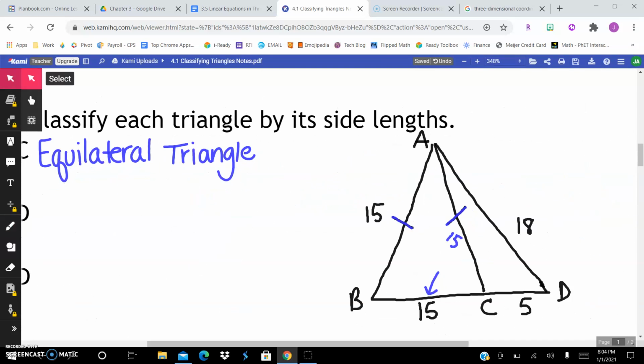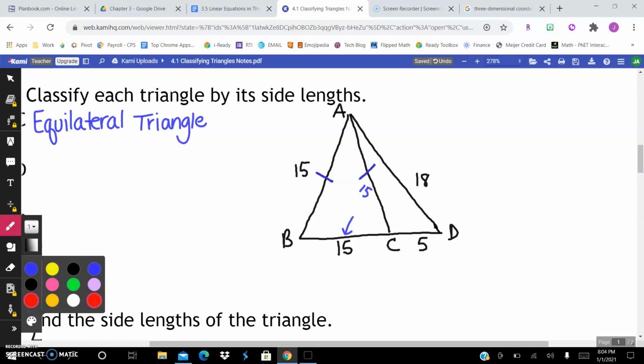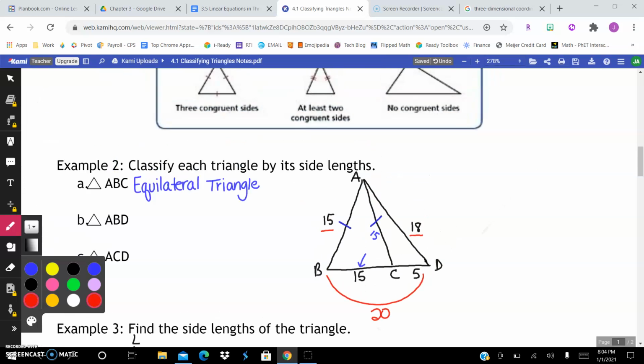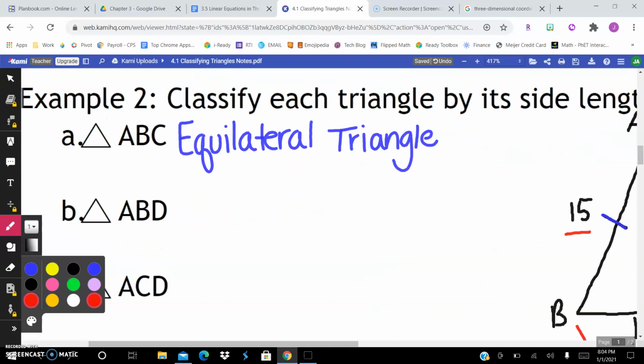Then we have ABD. And ABD is the large triangle, the whole thing. And we have side lengths of 15 here. We have 18 over here, and this total here is 20. So none of those sides are the same. So if you go back up here to the chart, no congruent sides is a scalene triangle.